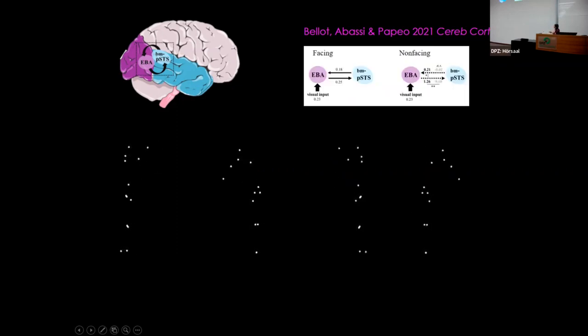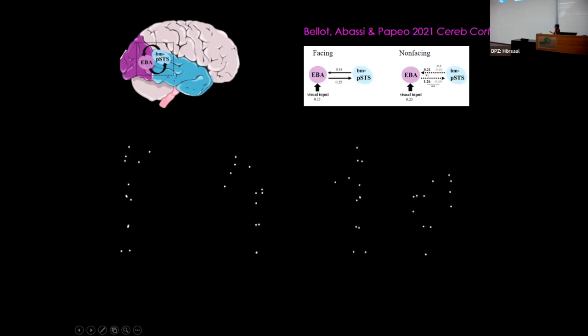And in this study, we also ran DCM, dynamic causal modeling, which is basically a method to study the effective connectivity between two systems, to know how the activity in one system affects the activity in the other system. Here, we studied how the activity in the EBA, the body perception area, affects the activity in the pSTS, the biological perception area, and vice versa. And this is what we found.